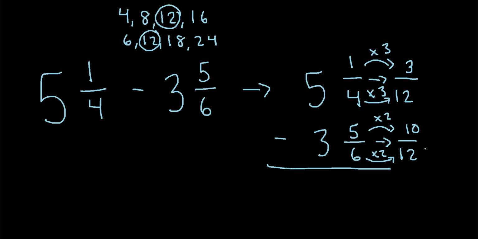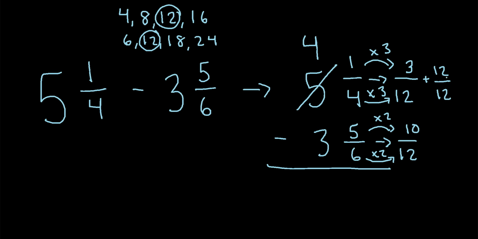Well, 10/12 is greater than 3/12. So we can't directly perform that subtraction. So what we have to do is we need to borrow from our whole number right here. So this 5, we need to cross that out and make it 1 less. So 1 less than 5 is 4. And now what we get to do is we get to add one whole number to 3/12. So the way that we do that is we say plus 12 over 12.